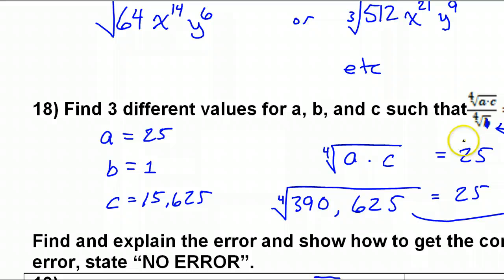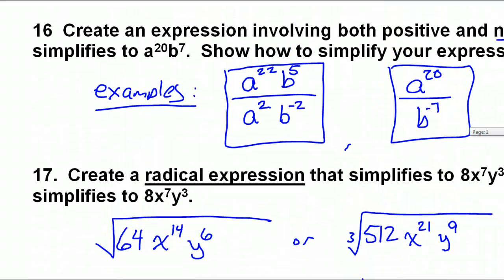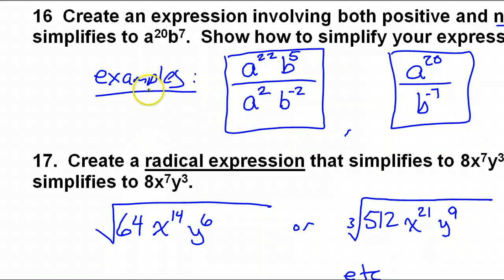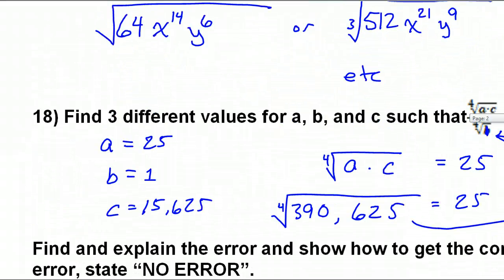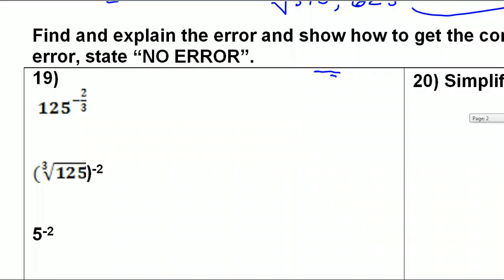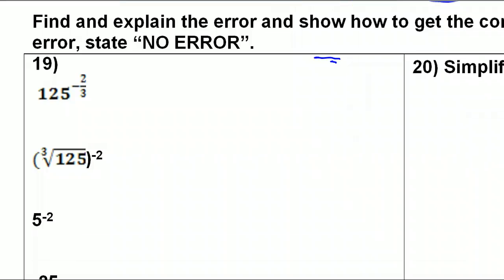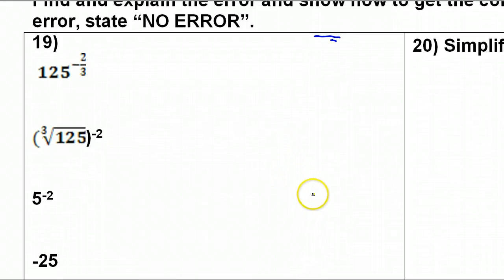This was definitely the harder of the three, so if I were you, I would have chosen 16 and 17, because 18 was a little bit more challenging. Alright, let's move on to number 19 and 20. These are the ones where you're supposed to find an error, if there is one, and fix it.